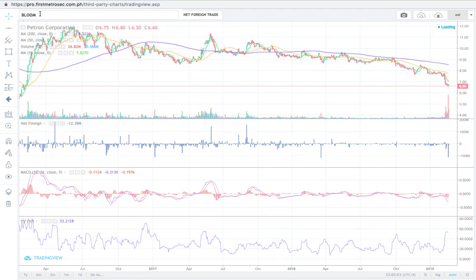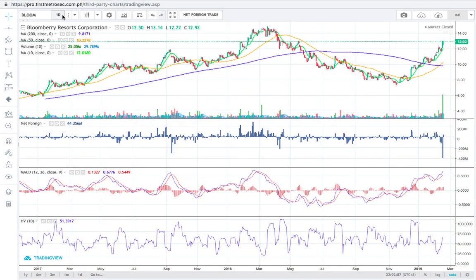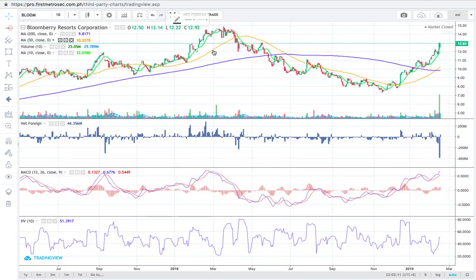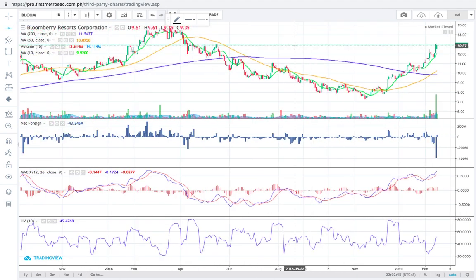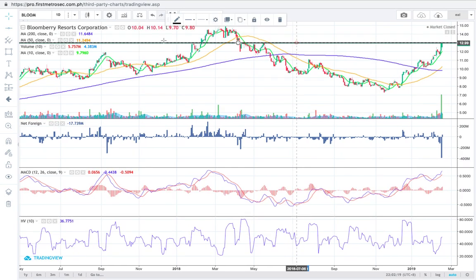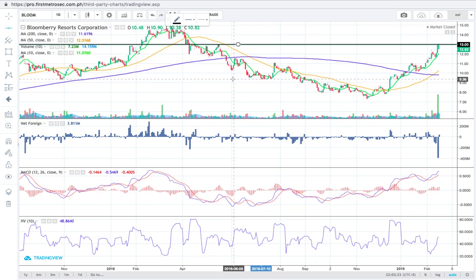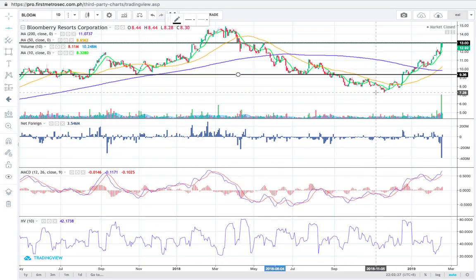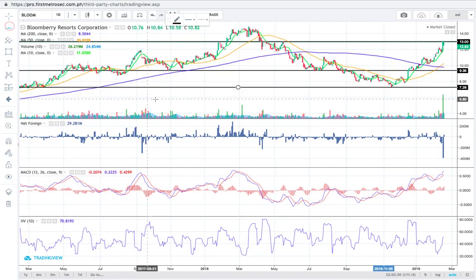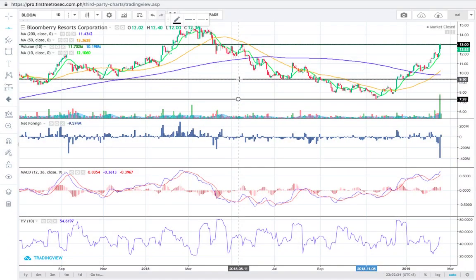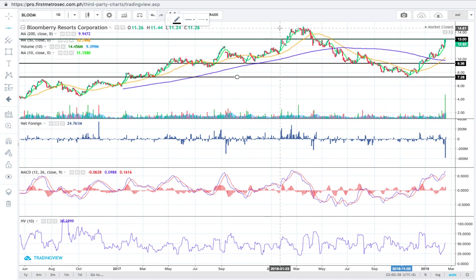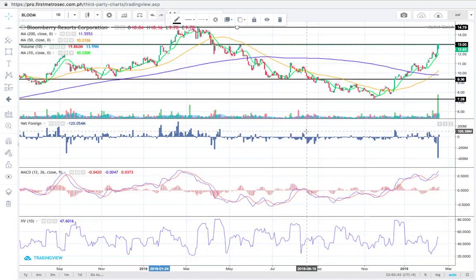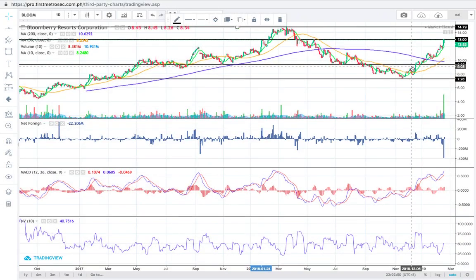Finally, let's have Bloom. Okay. So we're still on the 1 day on the daily chart. Bloom. Okay. Let me plot the resistance area. Okay. So the immediate resistance is at 13 pesos per share. Okay, 13. And after 13 pesos, that's somewhere at 14.8. That's the next resistance level. The immediate support is at 9.36. Major support is at 7.28.